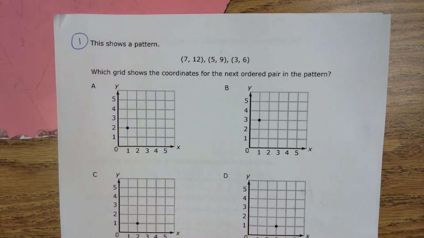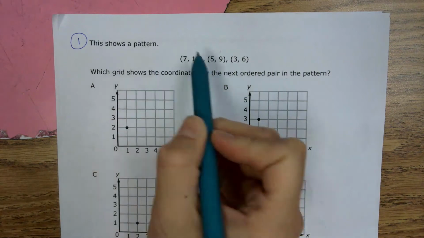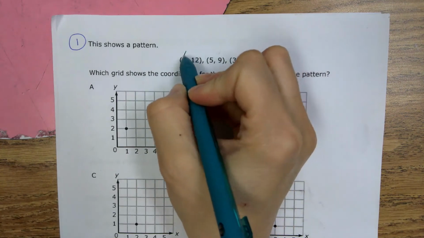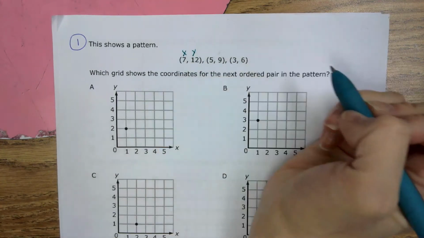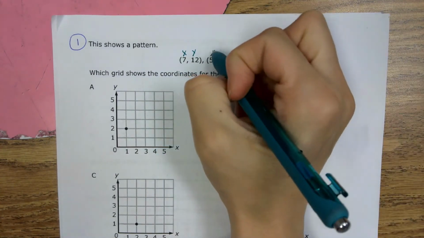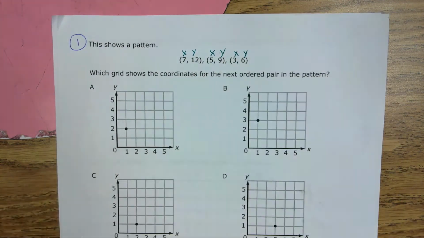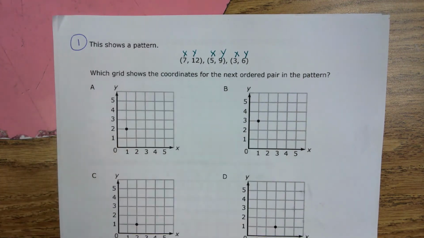So let's look at number 1. Number 1 says this shows a pattern. So when I look at these, they look like ordered pairs. I'm going to go ahead and mark my ordered pairs as X and Y. So 7 and 12, 5 and 9, 3 and 6. Since it says this shows a pattern, I'm going to see if I see a pattern.